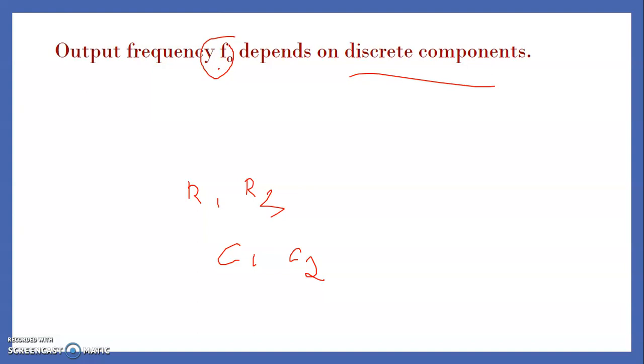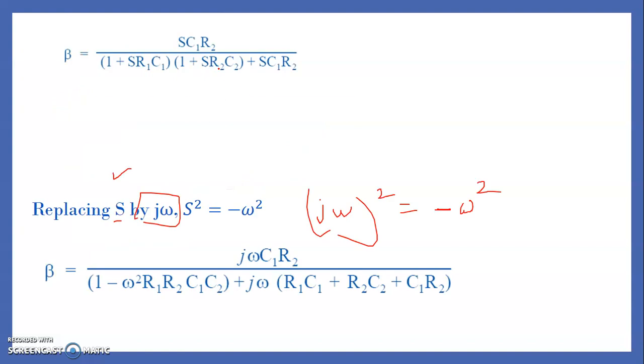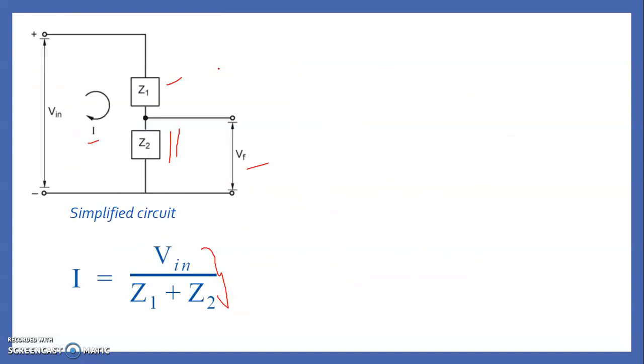So we will look into some other oscillator in order to overcome such limitations of the Wien bridge oscillator. I hope I have clearly explained the concept of the Wien bridge oscillator to the maximum extent.